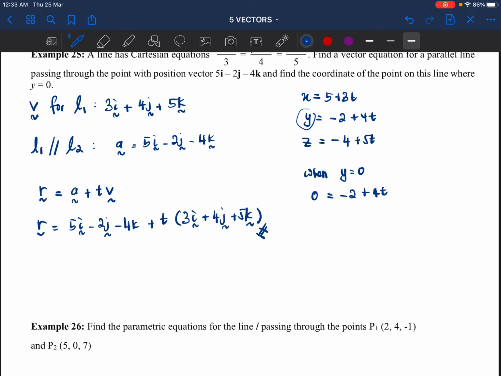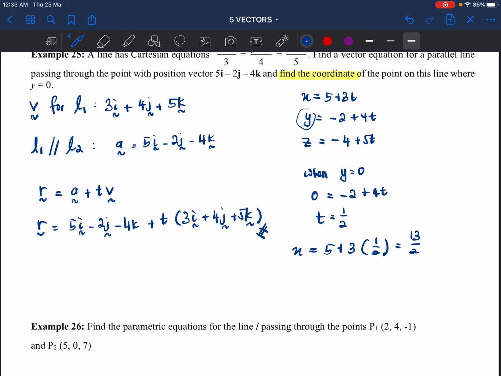So kamu boleh nampak kat sini apa sebenarnya yang kita nak cari? Kita nak cari t kita. So t kamu kat sini is 1 over 2. Okay, since dia nak cari coordinate, find the coordinate, so kita perlukan x, y dengan z lah. Obviously y equals to 0. So now kita boleh cari x dengan z kita. So x is equals to 5 plus 3 times 1 over 2. Which is kat sini kita dapat x is equals to 13 over 2.